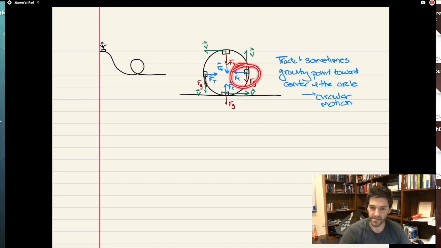Here, the track is causing the velocity to change direction, but in this case, gravity is pointing anti-parallel to v. So there's an acceleration that's pointing downward. In this case, I would say that gravity is slowing down the roller coaster car. In this case, the track is changing the direction because it's perpendicular, but gravity is pointing in the same direction as velocity. It is helping to speed up the roller coaster car.